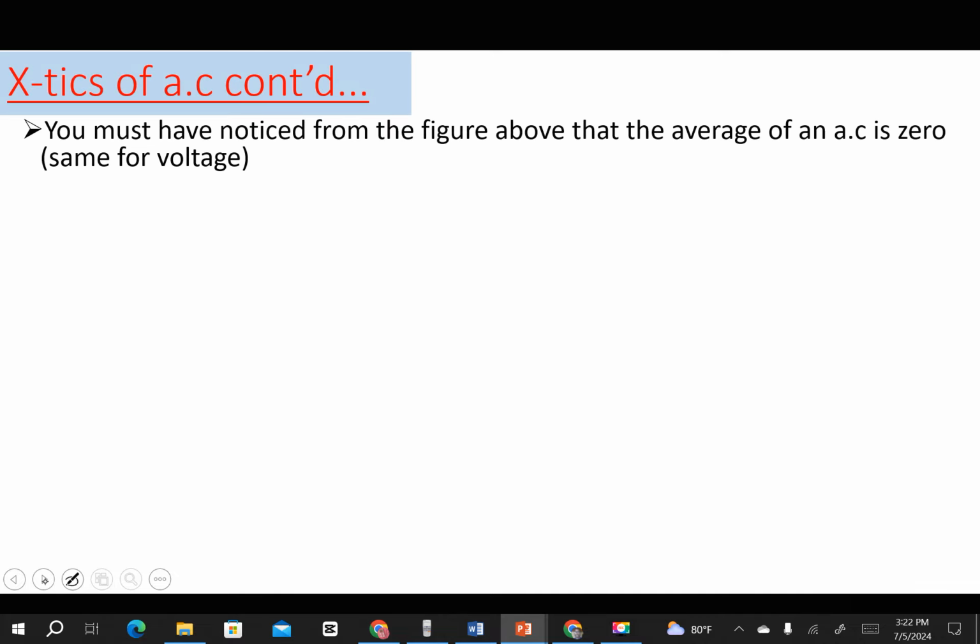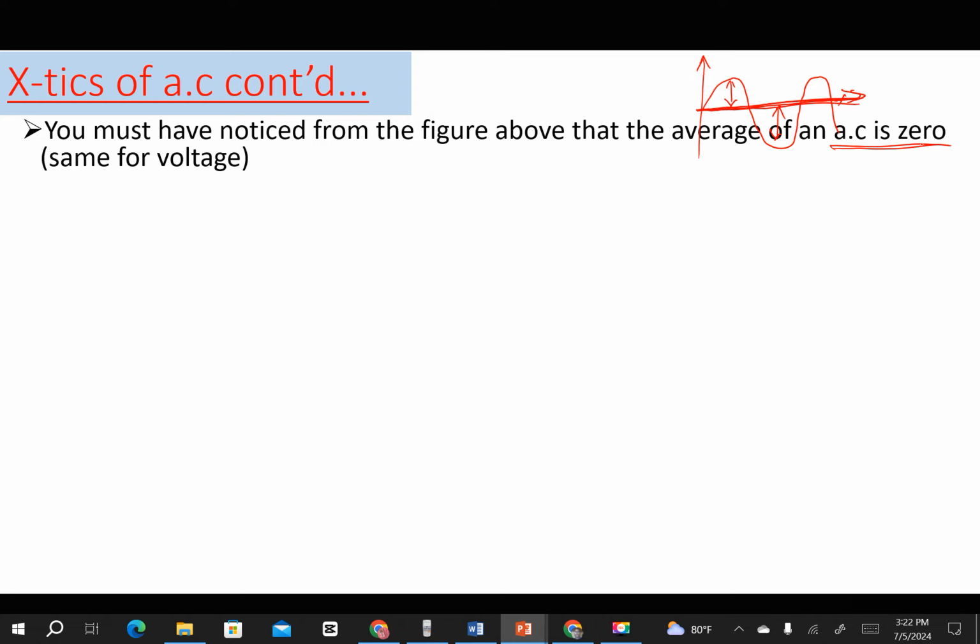You must have noticed from the figure we sketched above of alternating current that the average value is going to be 0. I think this makes sense. If you look at a graph of current against time for alternating current, the average seems to be 0, because if this is I naught and this is negative I naught, one part is above and the other is below, so the average is just a value along the x-axis. So the average value for alternating current is 0.